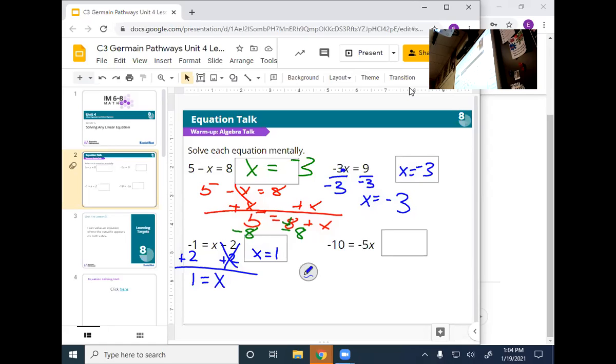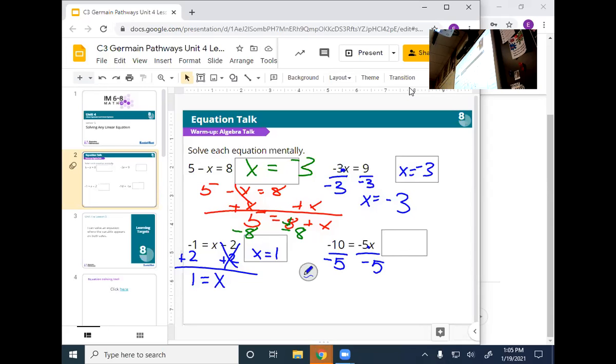Very good. We're dividing each side by -5, to undo this multiplication here. Dividing by -5. Okay? What's -10 divided by -5, Jonah?